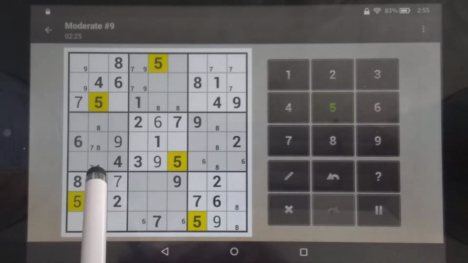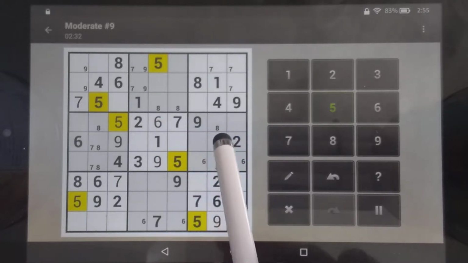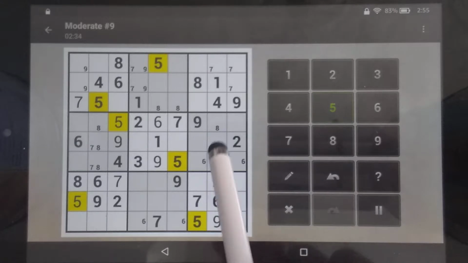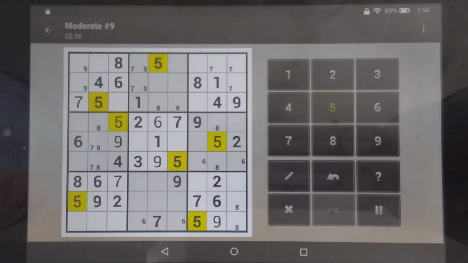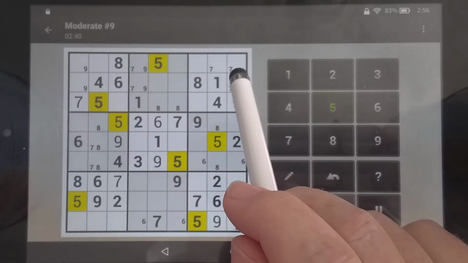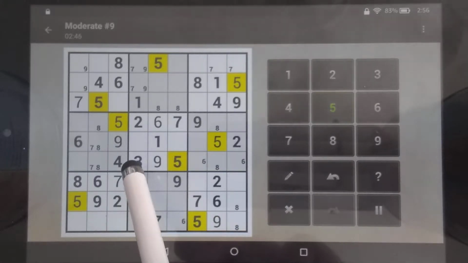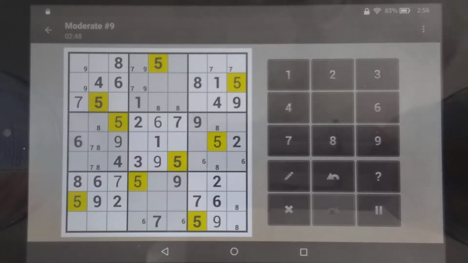And now both of these columns are blocked, so that has to be the 5. Now both of these rows are blocked, so it has to be one of these two, but this one's already a no, so that's the yes. And now both of those columns are blocked, that row, so there's our yes. And these two columns, these two rows, so there's our 5 there, and we've got all the 5s placed.